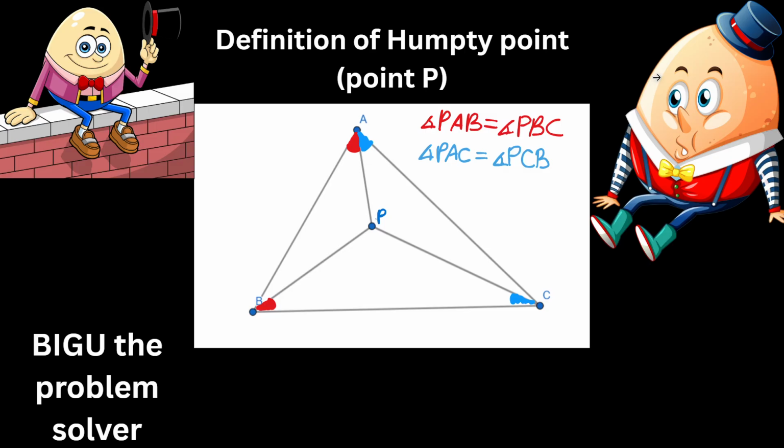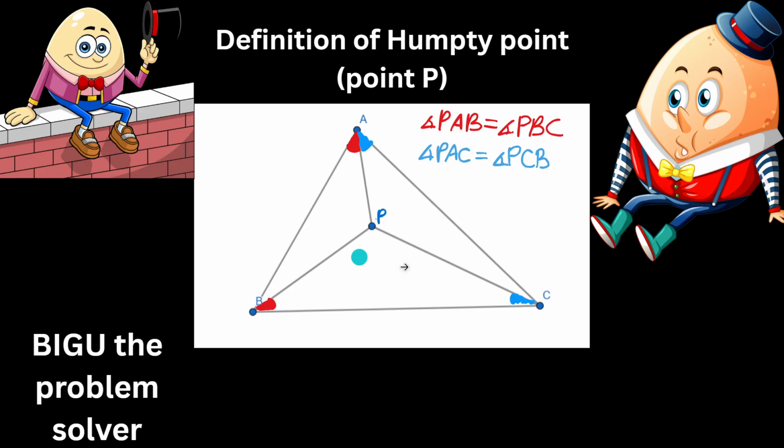In this video, I'm going to talk about the Humpty point, which is one of the most powerful and useful points in Euclidean geometry. Alright, now let's check out the Humpty point, which we will just call P.